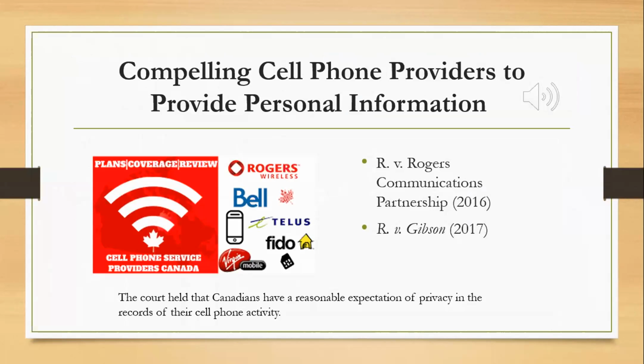Compelling cell phone providers to provide personal information. In the 2016 Rogers Communication Partnership case, the issue before the courts was the compelling of cell phone providers to provide personal information. The courts held that Canadians have a reasonable expectation of privacy in the records of their cell phone activity. Accordingly, the courts held that the Crown's production orders, compelling cell phone providers to provide personal information of cell phone users that had used the cell tower nearby, were overbroad. In this case, the 21 addresses given by the police for investigation purposes was overly broad and infringed on Section 8 of the Charter of Rights.